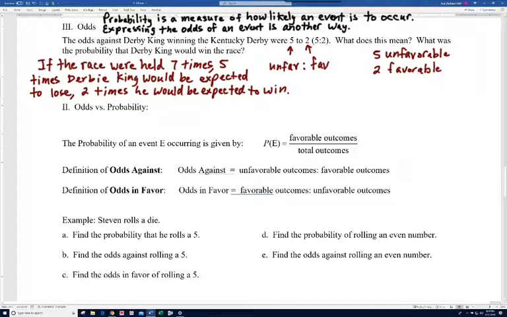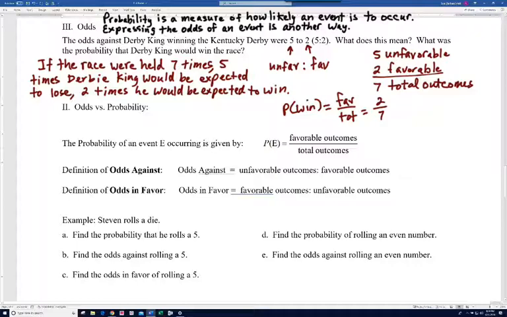Notice the ratio doesn't indicate the total. To get the total number of outcomes, you just add the 2. And so often I'll write out my favorable, unfavorable, and total outcomes whenever I'm going to do an odds problem. So now we were supposed to indicate what the probability was that Derby King would win. Well, remember, the probability that he's going to win is the number of favorable outcomes divided by the total number of outcomes. In this case, there's 2 favorable outcomes out of a total of 7. So his probability of winning is 2/7.